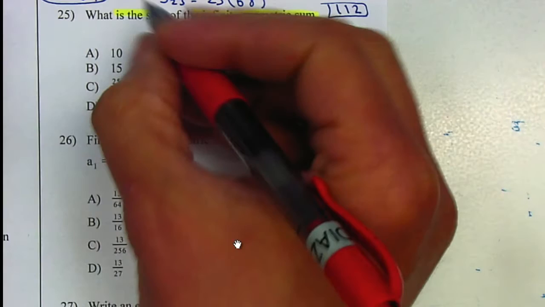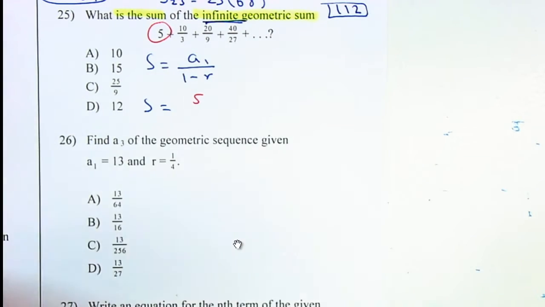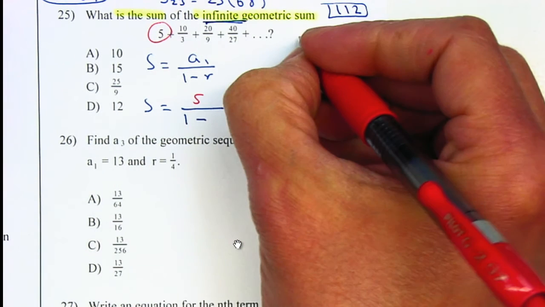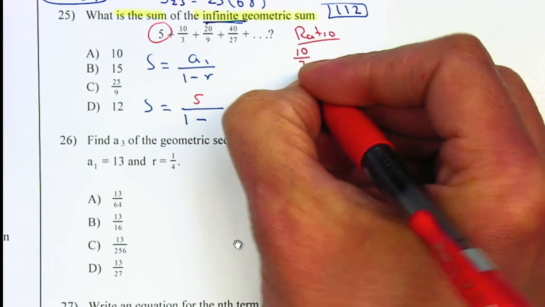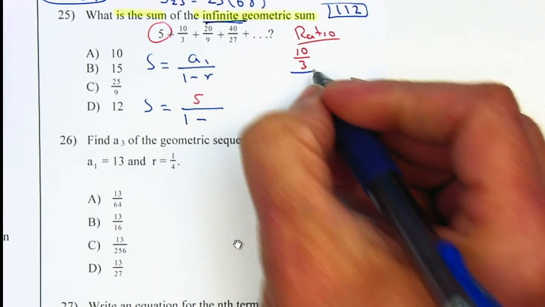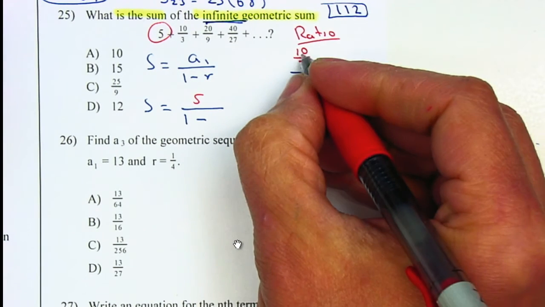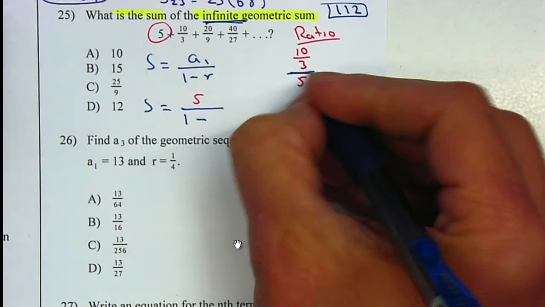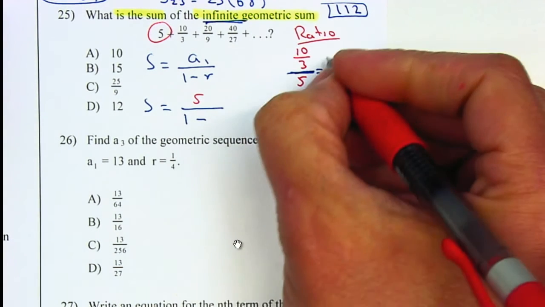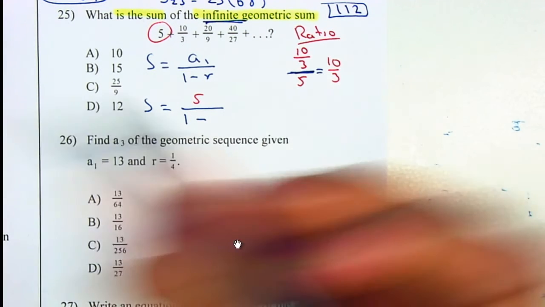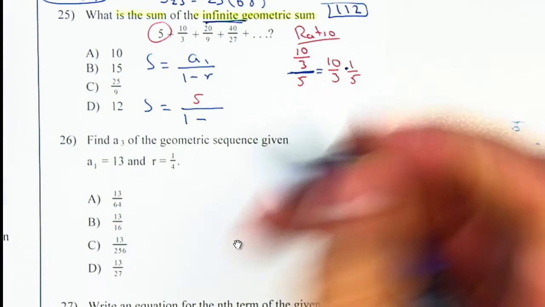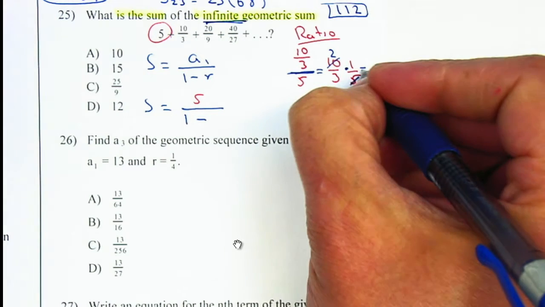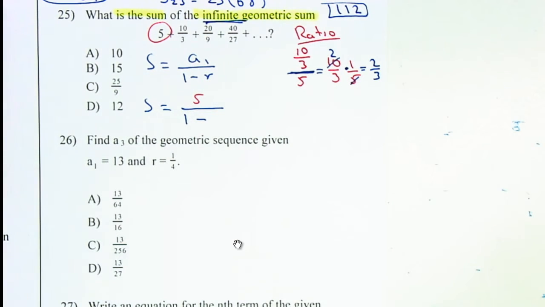S is equal to a sub 1, which is 5. Then we have 1 minus r. R is going to be the ratio. We don't have it, so I need to find it. So the ratio is going to be the second number, 10 over 3, divided by the first number, which is 5. So we're taking the second term divided by the first one. I'm going to change my division to a multiplication, so I have 10 over 3, and I'm going to multiply by the reciprocal of 5, which will be 1 over 5. Let's go and cross simplify first. So it gives me 2 over 3. So my ratio will be 2/3.